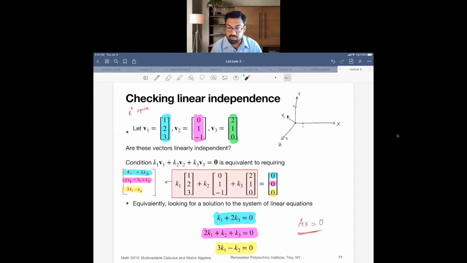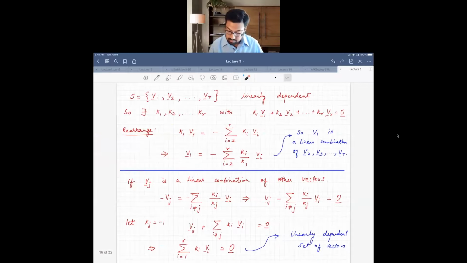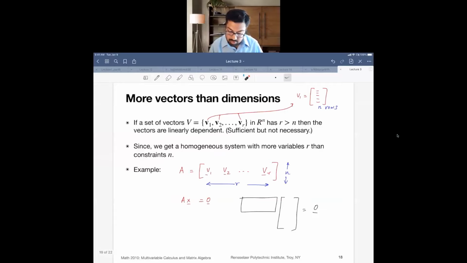But you only have 3 equations in that case, because the number of rows here indicates the number of equations that you get. So if you have 4 unknowns, k1, k2, k3, k4, and only 3 equations, then you know that, if there is a solution, if the system is consistent, it's going to have infinitely many solutions, which means that it has non-trivial solutions. In other words, it's going to be a linearly dependent set of vectors. So because of the sizes, we can say that.